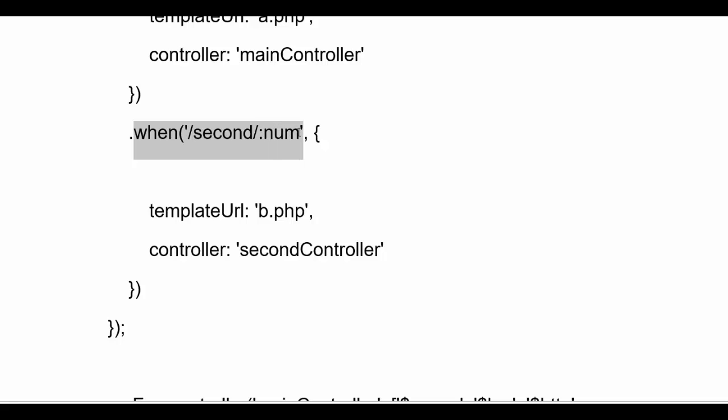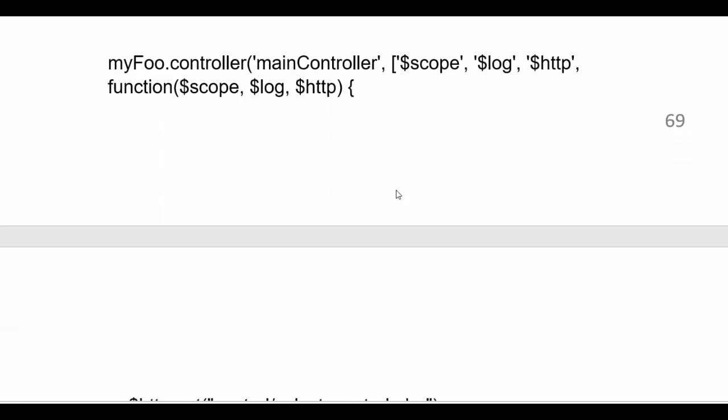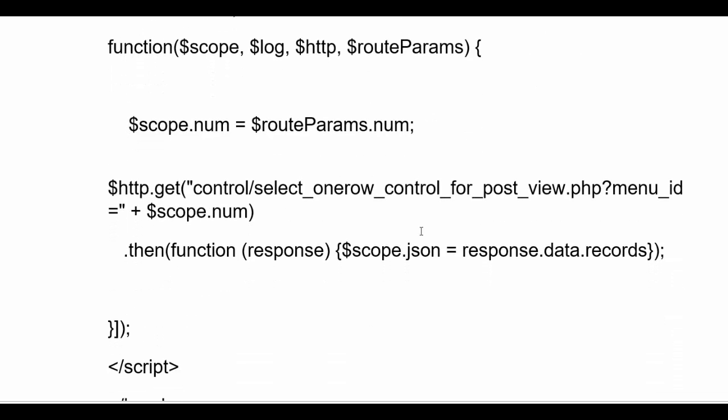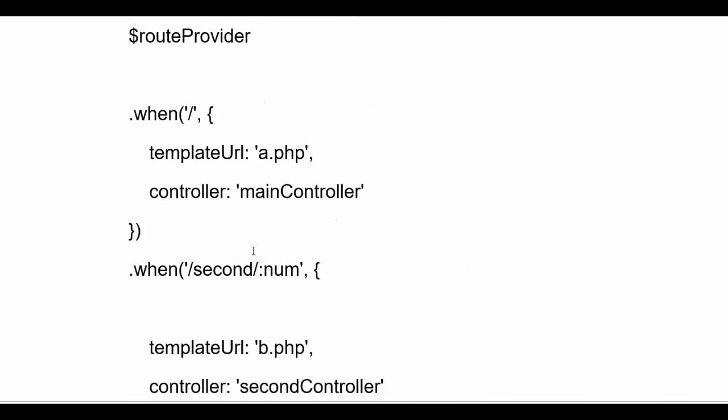When it is this address, second controller, and in the second controller, AngularJS is calling this page, with the question menu ID equal $scope num. It is this num.